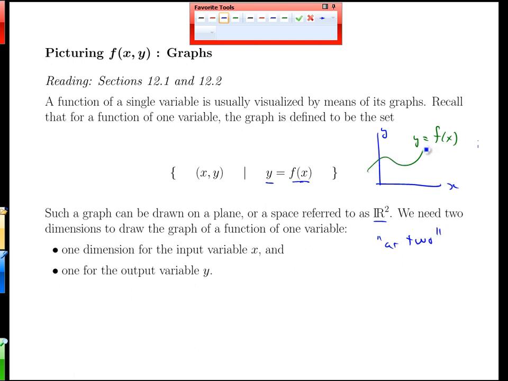The function is the green line, but we graph it on a plane, the xy plane, or what's often called R2. For the real line squared, we have two real lines, one in the x direction, one in the y direction. And the reason for that is that we need one dimension for the input and one dimension for the output, or two dimensions for the relationship between those two features.